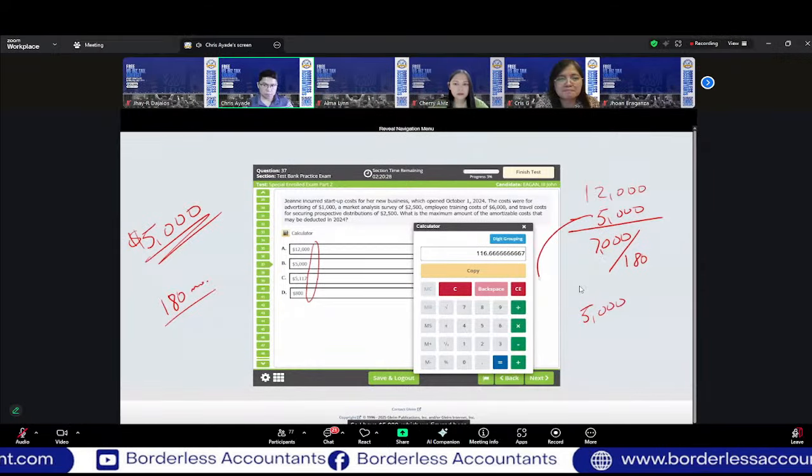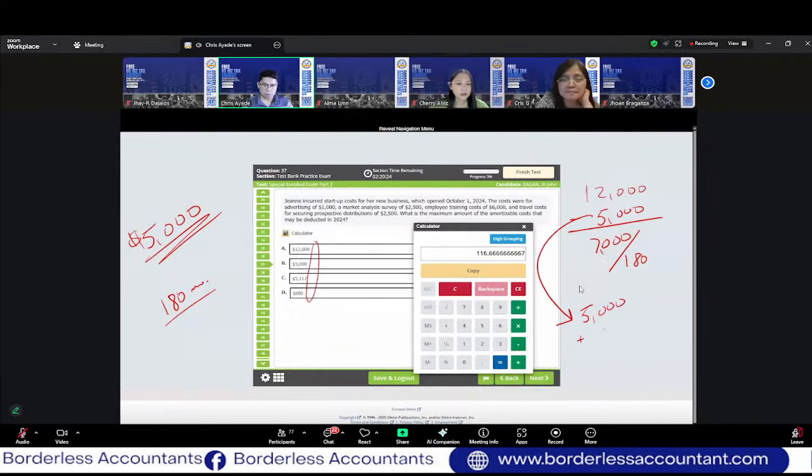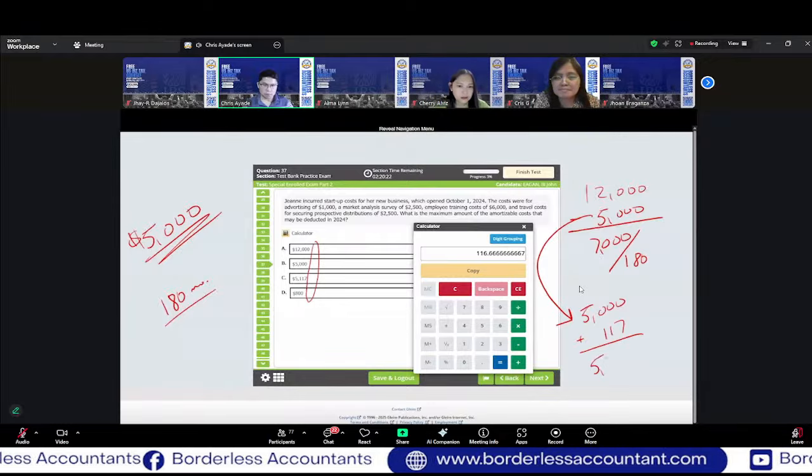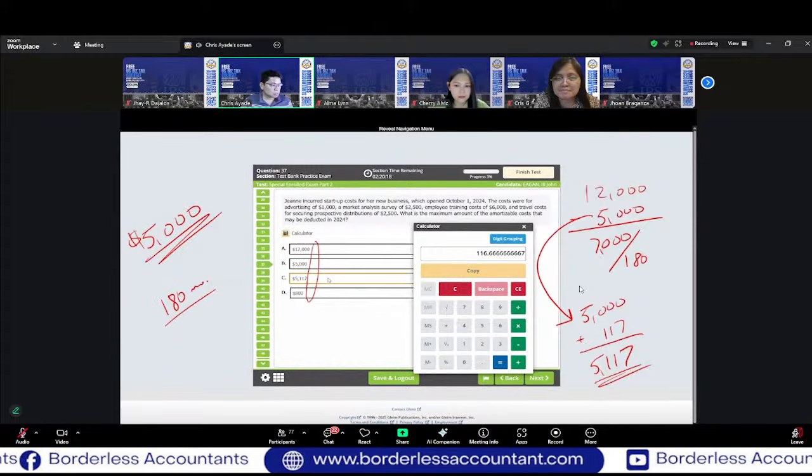So I have $5,000, which we figured here as we can immediately expense. And I'm going to add to that the $117. So that's $5,117. And sure enough, take a look at that.